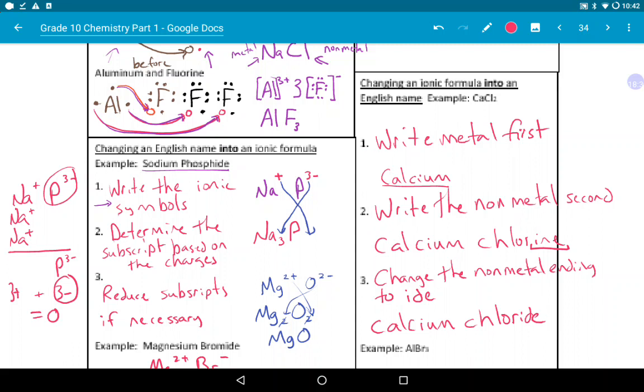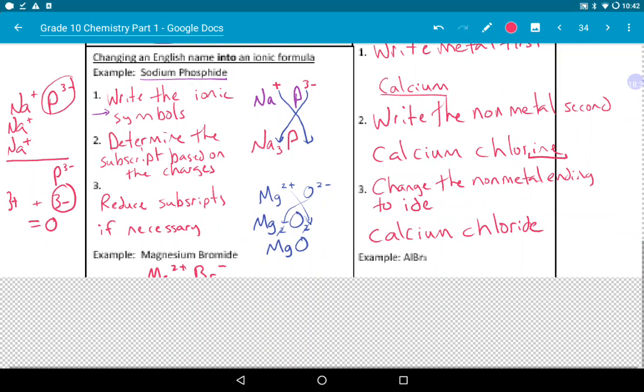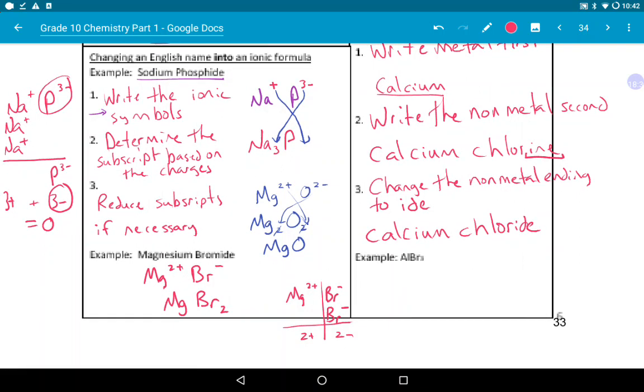And now let's look at one more example. So we have aluminum. Write that first, and then we write not bromine, but we're going to write bromide. Okay, so we've changed that INE, right? It was this before. I don't usually write it out twice. We change this to IDE.